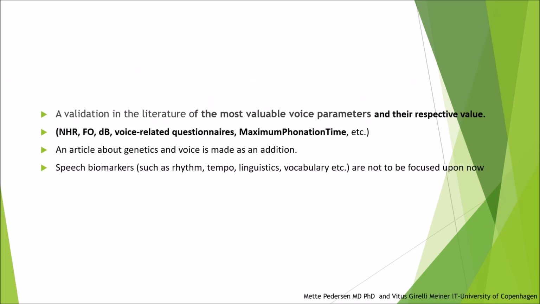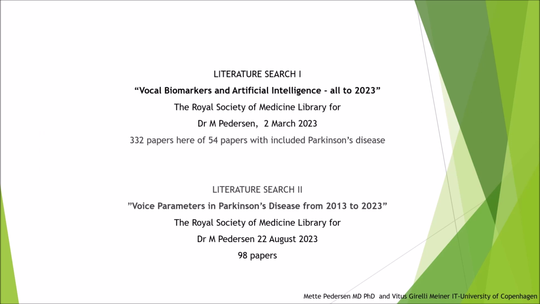We have made a literature search of voice parameters used in Parkinson's disease. We are not focusing on speech, which includes rhythm and tempo, linguistics and vocabulary. The literature search was made in two parts. The first includes vocal biomarkers and artificial intelligence, all up to 2023. The search was made by the Royal Society of Medicine Library.